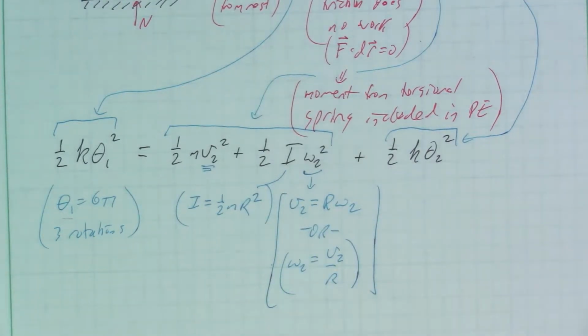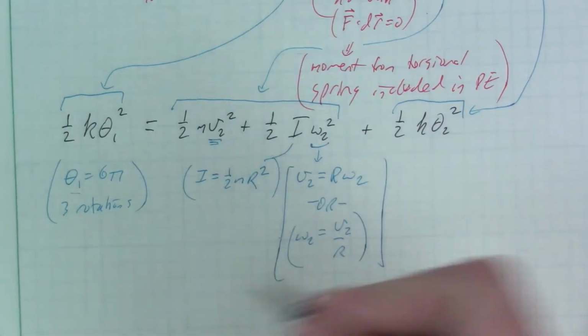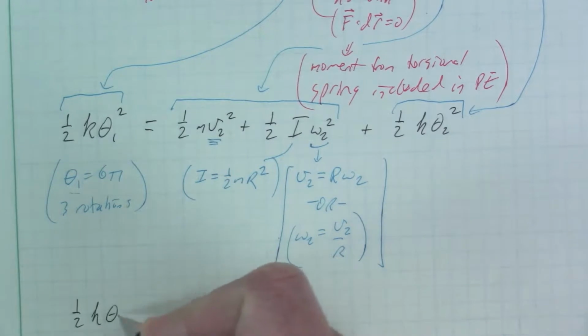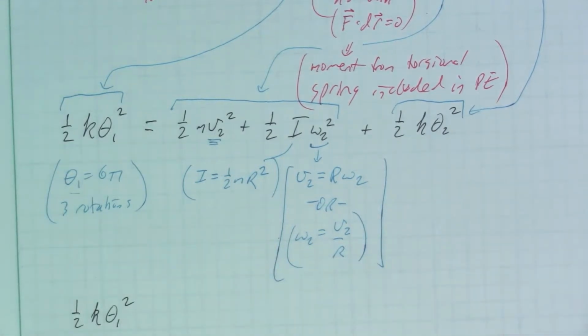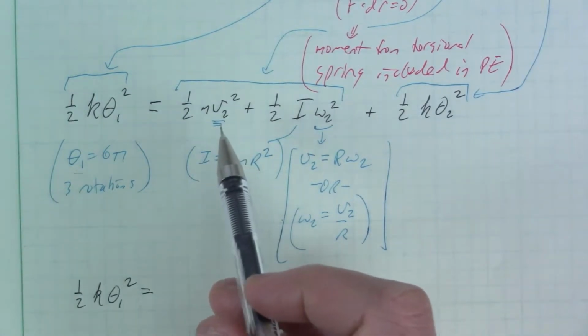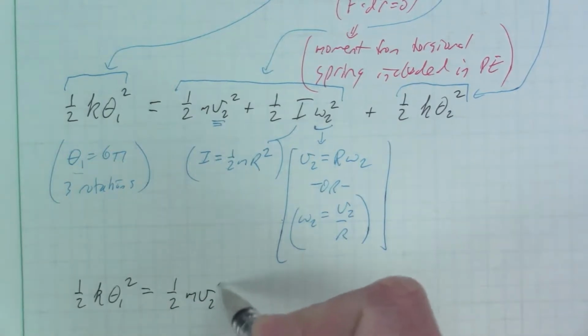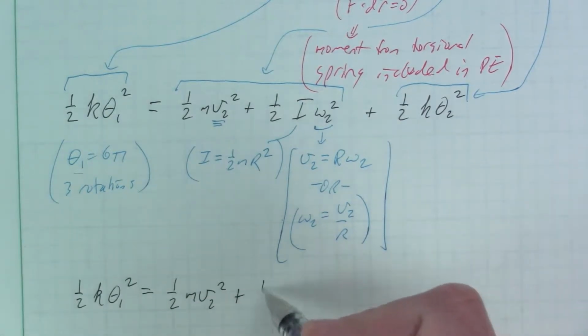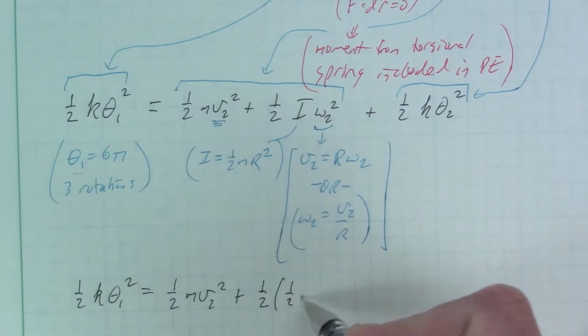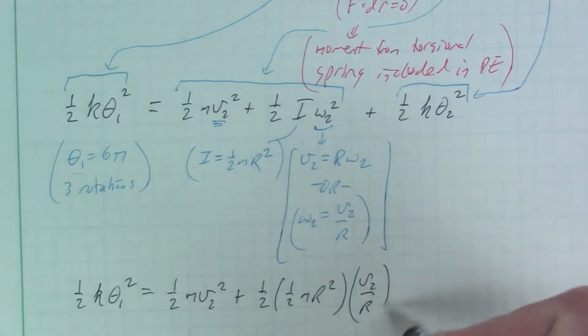And now if we look at this, what the question asks for is what's the max speed? So let me start by rewriting what we have here, plugging some of the things in, but not everything. We'll wait to plug in 6 pi until we get there. Here we have a 1/2 mv2 squared, that's what we're looking for, and then this term here is a 1/2 mr squared times v2 over r squared.